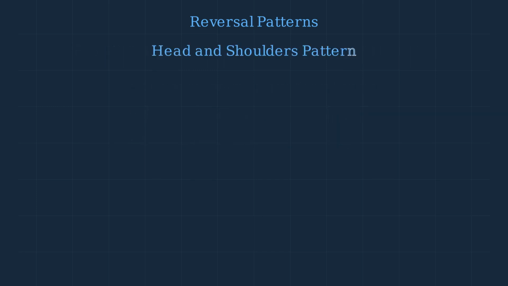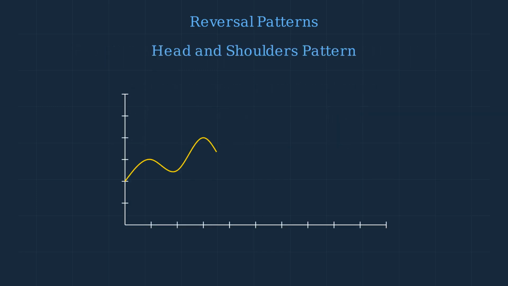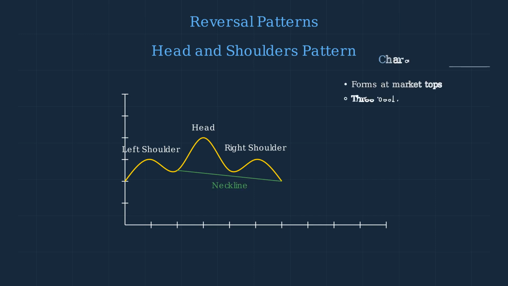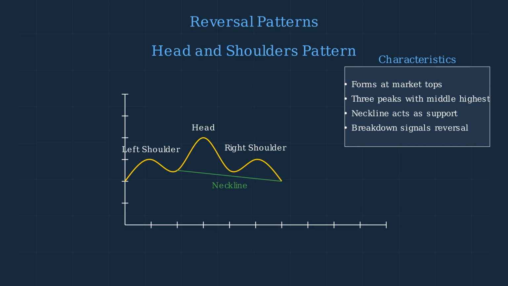The head and shoulders pattern is one of the most reliable reversal formations. It consists of 3 peaks, with the middle peak, the head, higher than the 2 surrounding peaks, the shoulders. The neckline connects the lows between the peaks and acts as a support level. When price breaks below this neckline, it confirms the reversal pattern.